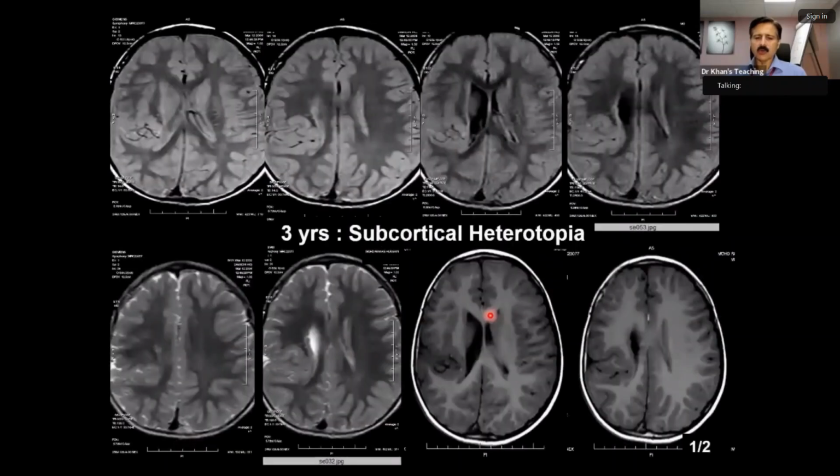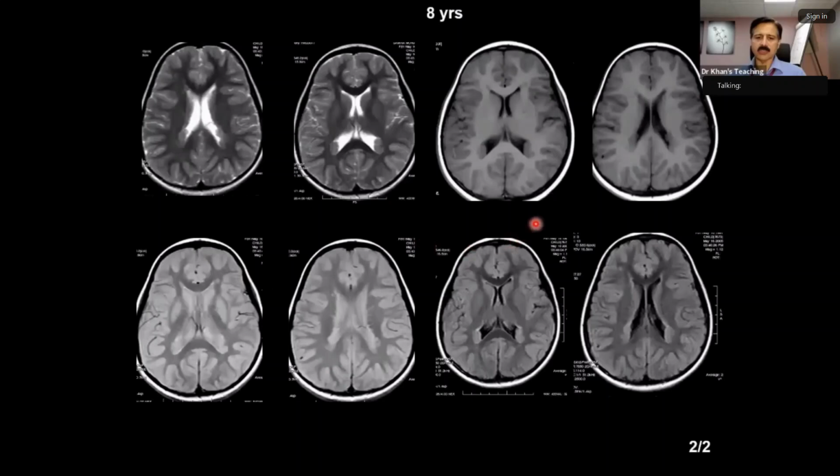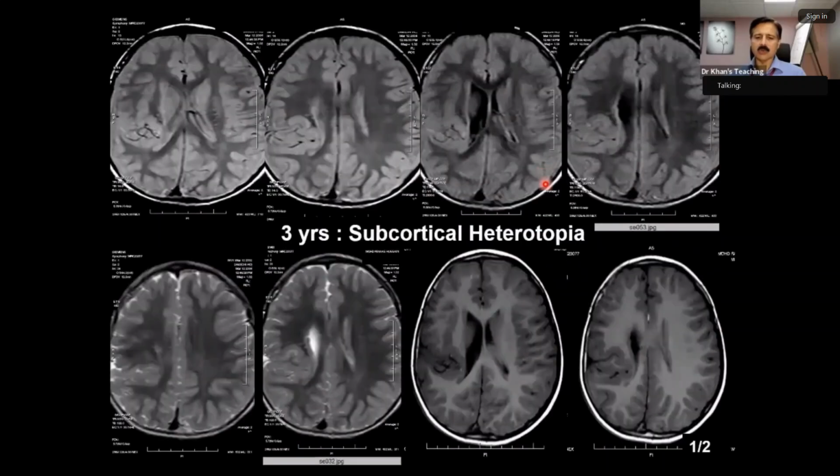Now, heterotopia. Please remember the concept that the germinal matrix in a developing fetus is in the periventricular region. The gray matter cells actually develop there, and from there they get transported or migrate laterally. They can be arrested in this region, subependymal. They can also go and arrest in the subcortical region like this.